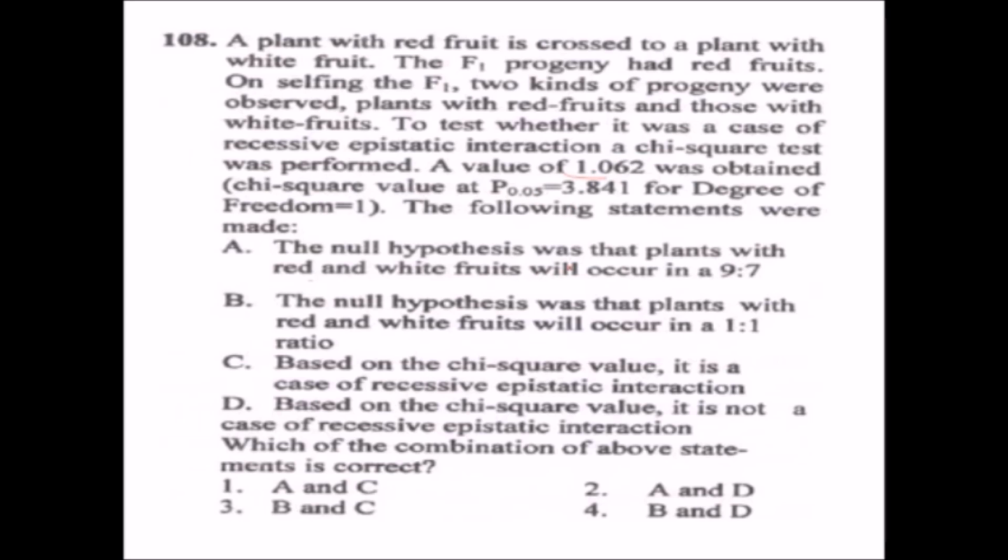So what hypothesis will we take? As it's the case of recessive epistasis, we will take the null hypothesis that the plants with red and white fruit will have a ratio of 9:7, and we will accept it as the ratio, as the value of chi-square is less than 3.841. So the answer will be based on the chi-square value. It is a case of recessive epistasis interaction. So the answer will be A and C, or number 1.